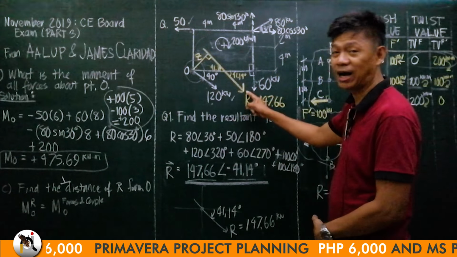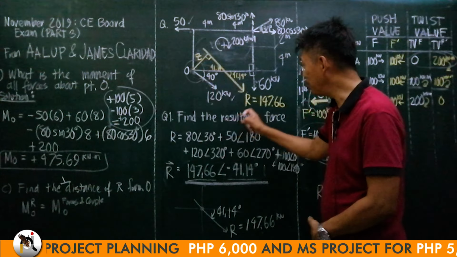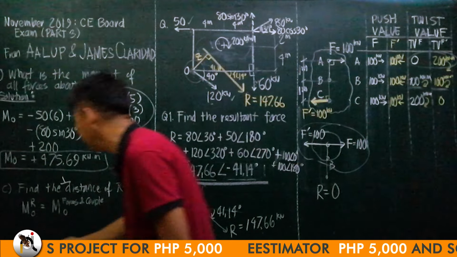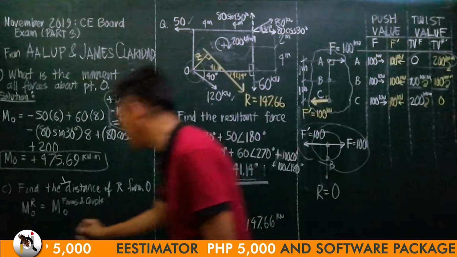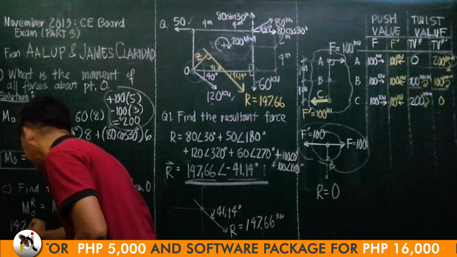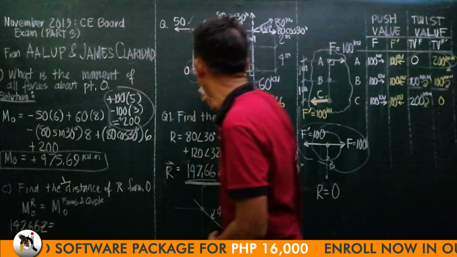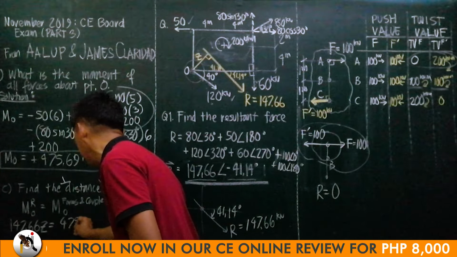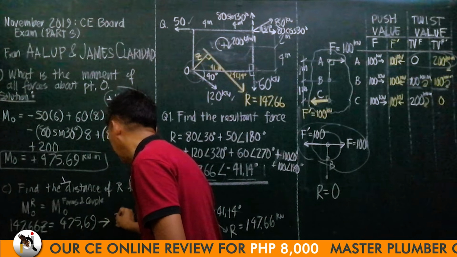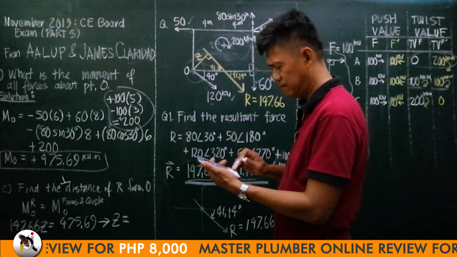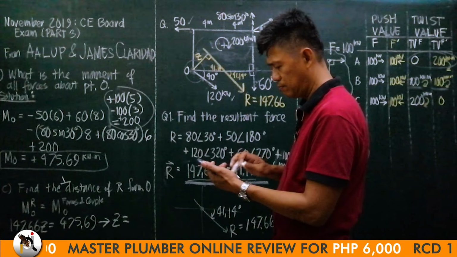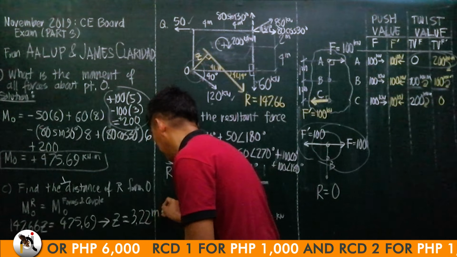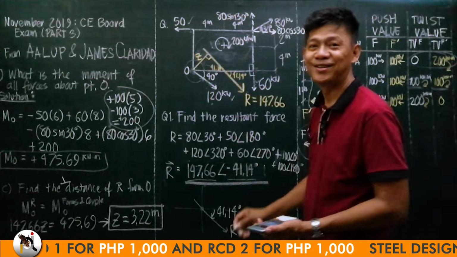What is the moment of R about O? The moment of the single force equivalent to all of them is R times Z. So that is equal to 147.66 times Z. And the moment of all these forces about O is 475.69, giving us RZ equals 475.69, so Z equals 3.22 meters. You follow? You get it?